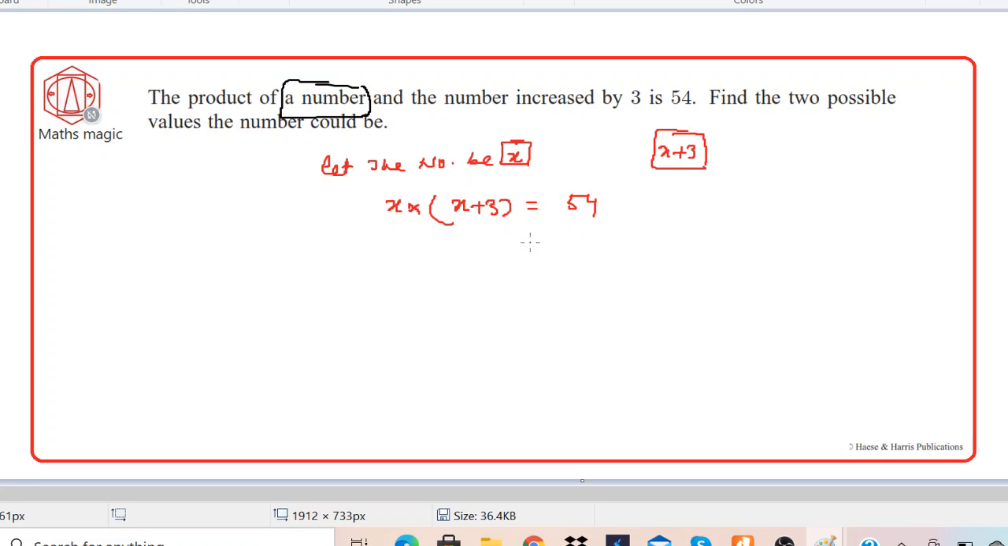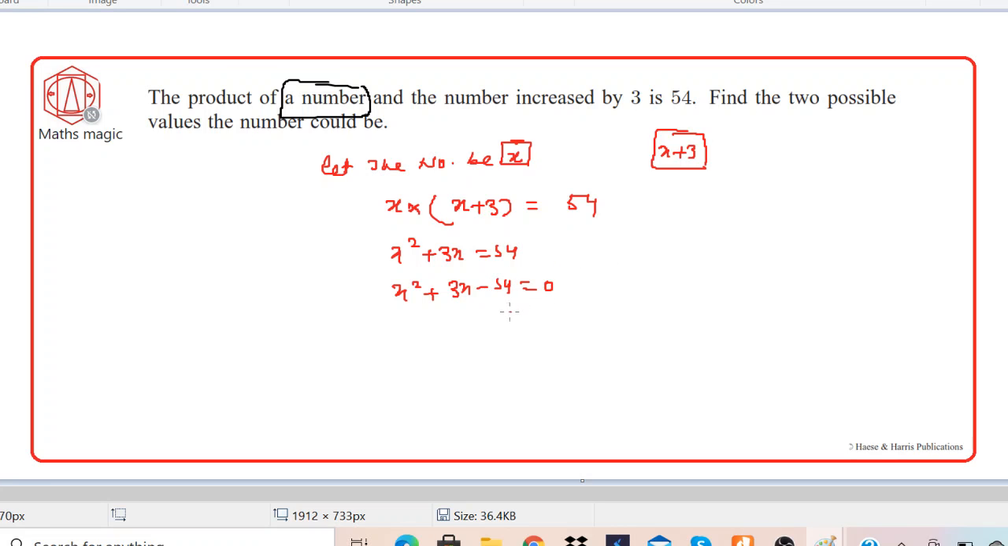Now we have to solve this equation, so you can expand the bracket. It's going to be x square plus 3x is equal to 54, and then you can bring it to one side. It's x square plus 3x minus 54 is equal to 0. Now we got the quadratic equation. We can solve this quadratic equation with any technique which you have learned: factorization, formula, or completing the square. First of all, we'll start with the formula.